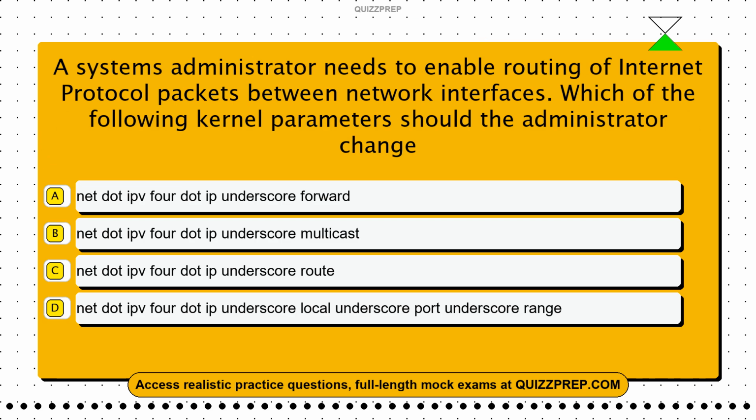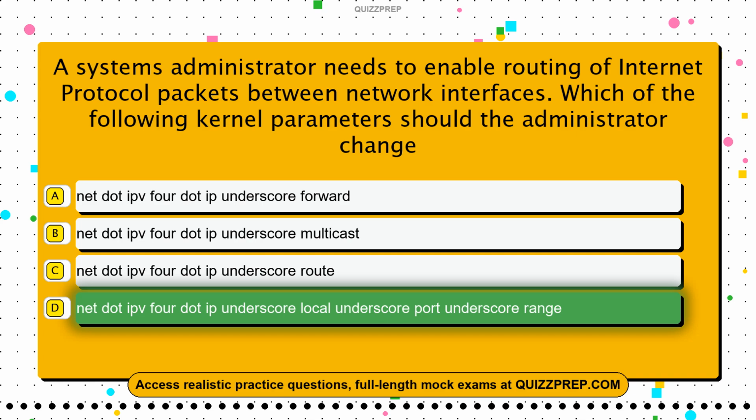Question 48. A systems administrator needs to enable routing of Internet Protocol packets between network interfaces. Which of the following kernel parameters should the administrator change? Option A, net.ipv4.ip_forward. Option B, net.ipv4.ip_multicast. Option C, net.ipv4.ip_root. Option D, net.ipv4.ip_local_port_range.